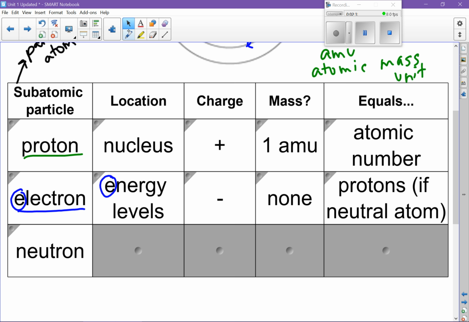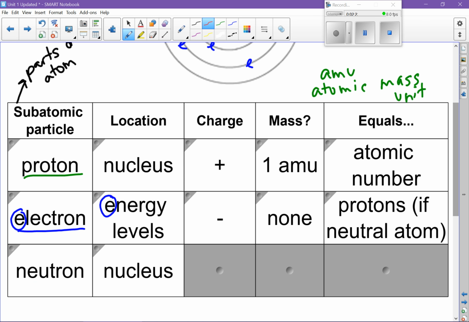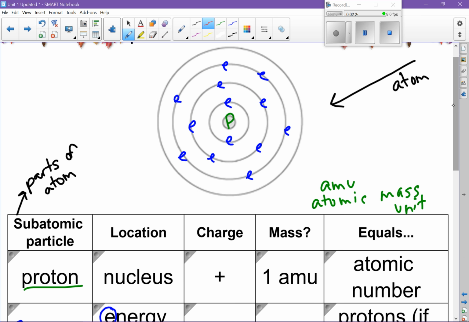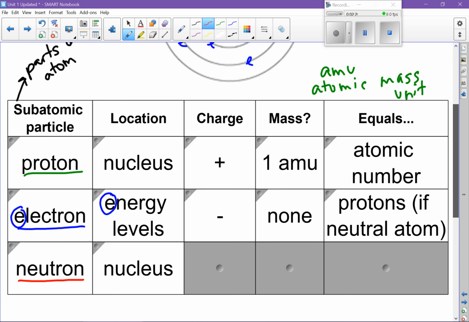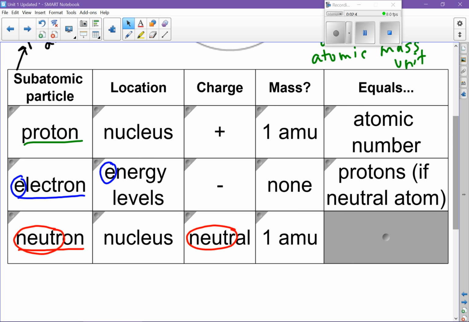Our last subatomic particle is the neutron. Those are also found in the nucleus, so they live with the protons. So if I make my neutrons red, I would squeeze them inside of the nucleus with the protons. The charge of a neutron is neutral. Notice the beginning of both of those words, neuter, right here. Neutrons are neutral, so it almost matches the word, which will make it easier for you to remember. Neutrons are about the same size as a proton, so they also have a mass of 1.